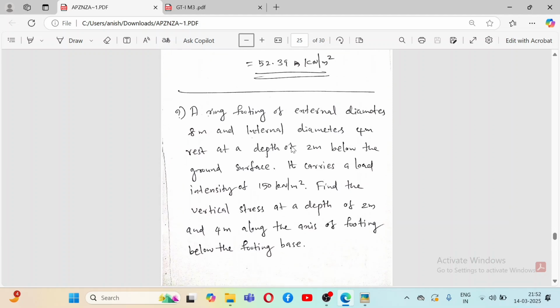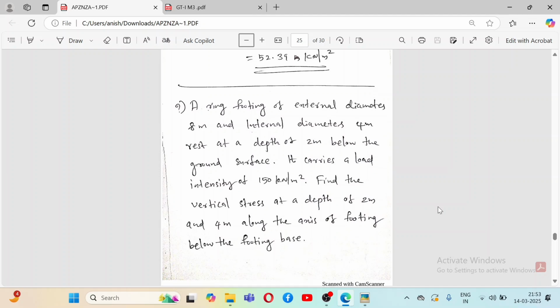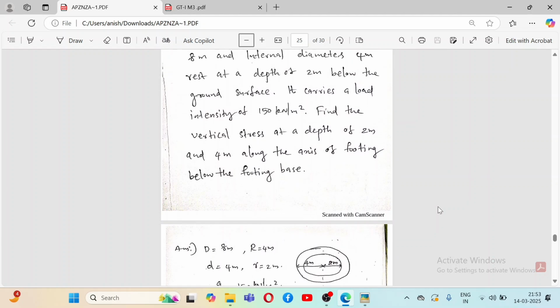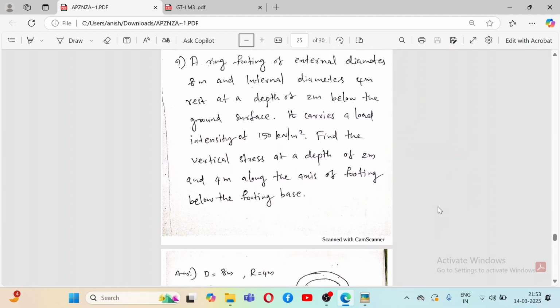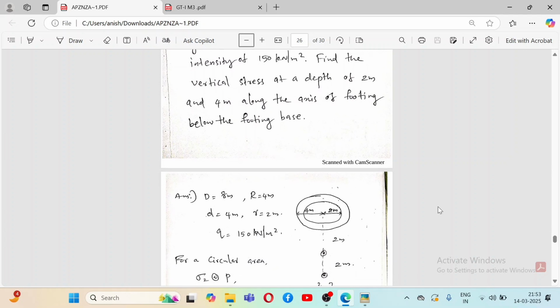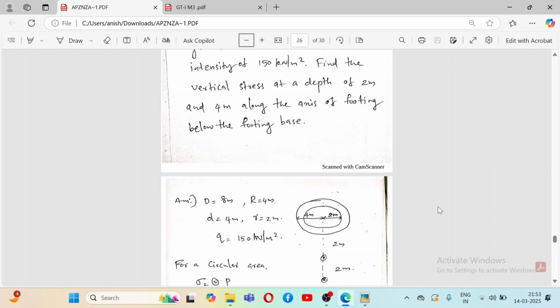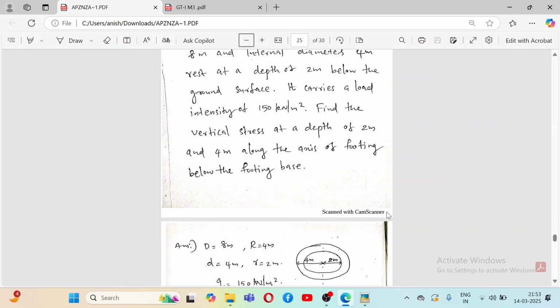Okay, next question. A ring footing of external diameter 8 meter and internal diameter 4 meter rests at a depth of 2 meter below the ground surface. It carries a load intensity of 150 kilonewton per meter square. Find the vertical stress at a depth of 2 meter and 4 meter along the axis of footing below the footing base. So we have external diameter and internal diameter given. Capital R and small r are given. Okay, radial distance is given here.